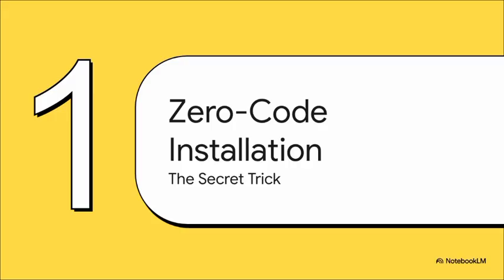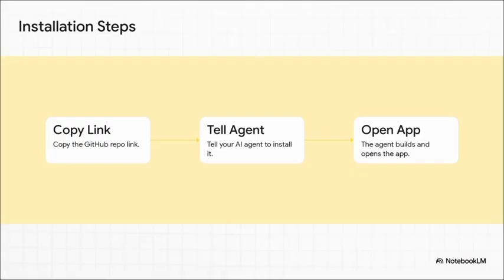Section 1, the zero code installation secret. Look, I want to reassure you right out of the gate, this requires absolutely zero technical knowledge. Seriously, if you can copy and paste text, you can use what we call the agentic loophole. You don't have to navigate scary terminal windows or install complex dependencies by hand. Instead, you just use an AI coding agent like Codex to do all the heavy lifting for you. You literally just copy a GitHub link, tell your AI agent, "Hey, install this for me," and it handles the rest. It picks the folder, checks your storage, downloads the repository, builds it, and even opens the app for you. It really is that simple.